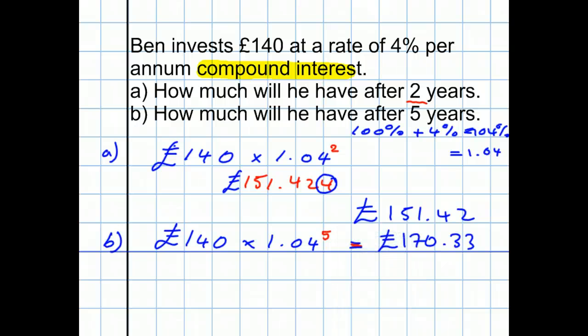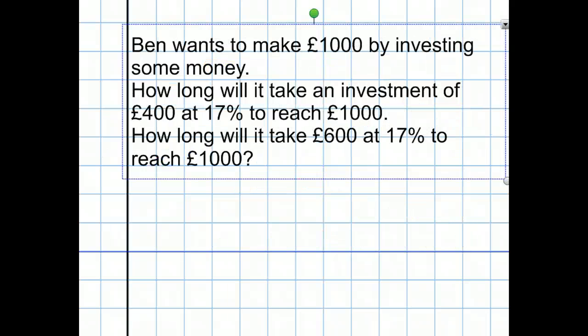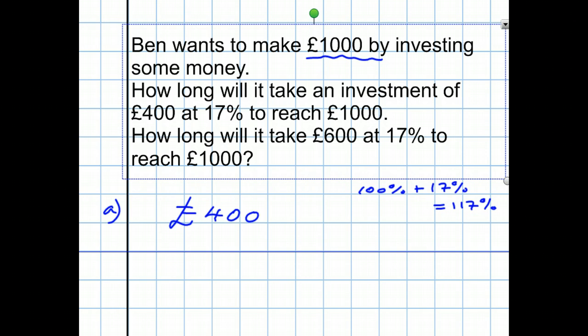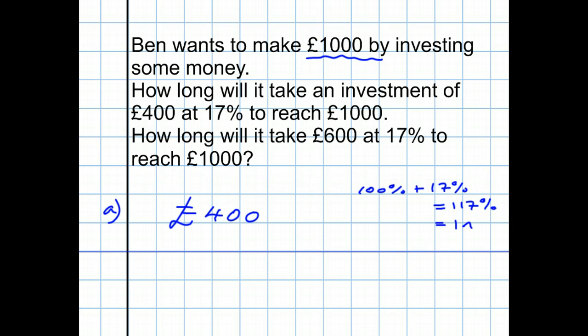But let's look at a more involved one. Now, Ben again. He wants to make £1,000 by investing some money. How long will it take an investment of £400 at 17% to reach £1,000? So let's look, how will we start that? Well, there's our original amount, the investment. In this part of the question, it's £400. Now let's think to ourselves, 100% invested at 17% would give us at the end of each year 117% of the amount at the beginning of the year, which as a decimal is 1.17.